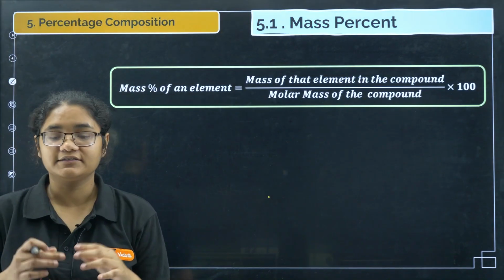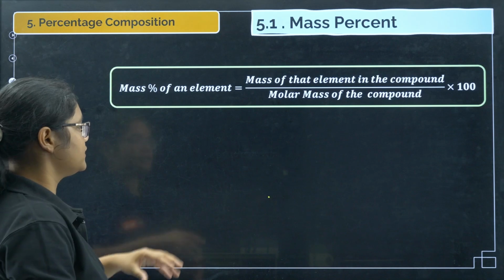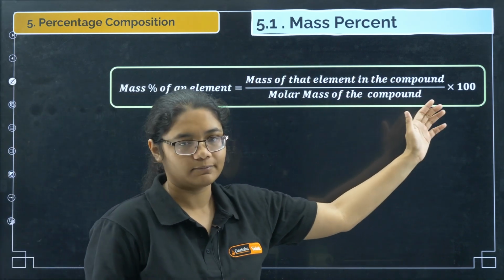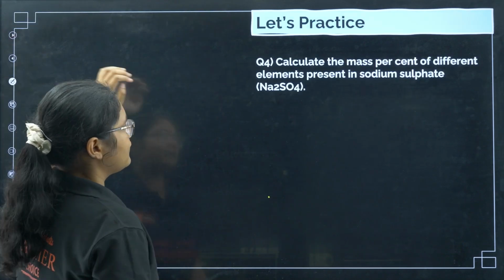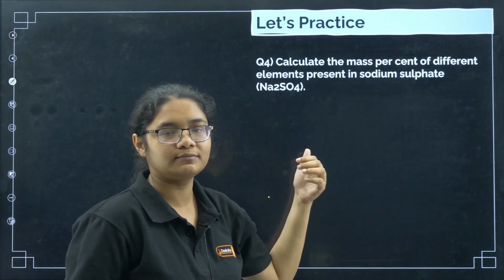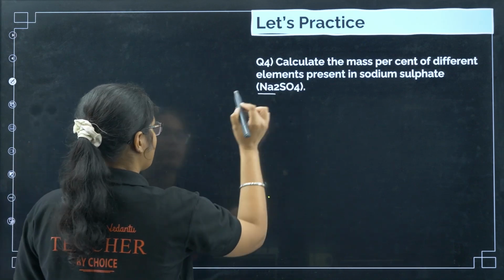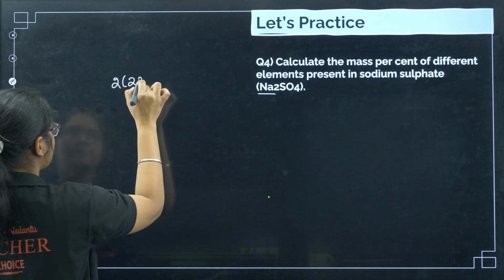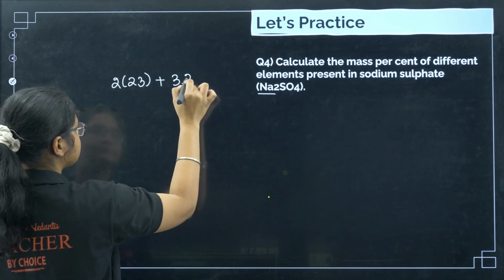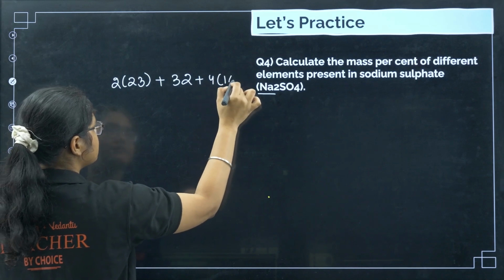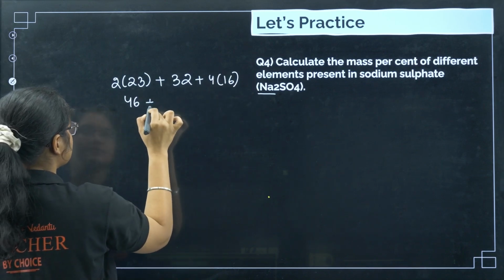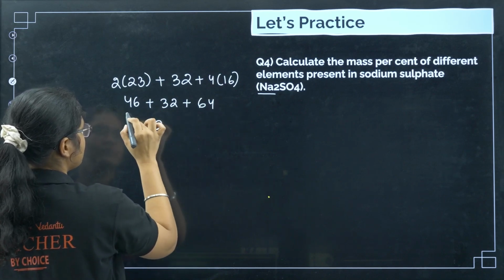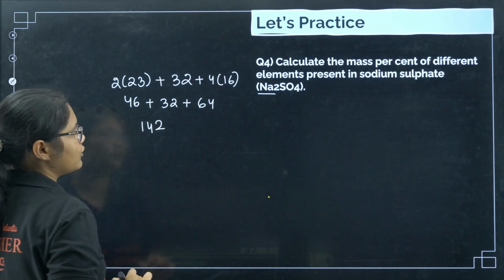Next, we'll see percentage composition, how to find the mass percentage composition. That is the mass of that element in the compound divided by the total mass of the compound, into 100. For example, if I want to calculate the mass percentage of elements present in sodium sulfate, what is the total mass? Sodium mass is 23, 2 sodiums are there, so 2 into 23. Then I have one sulfur, then I have 4 into 16, so it is 46 plus 32 plus 64, which gives 142, right?